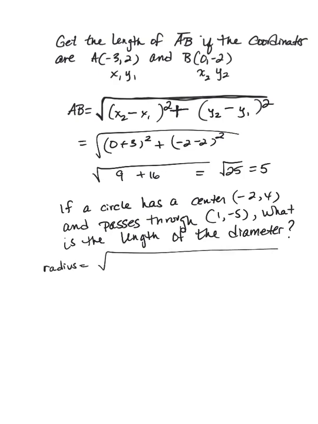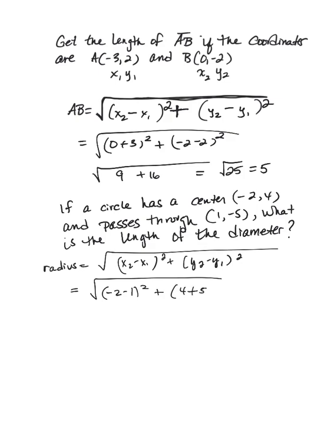Okay, so the radius is equal to, copy the formula. Now we're going to sub this in. The order, as I said before, doesn't matter. So I have -2 minus 1 squared plus 4 minus -5 squared. So then you just get (-3) squared, which is 9. And then you get 9 squared, which is 81. So you get the square root of 90. Now, to remind you, you can simplify this by writing square root of 9 times square root of 10, which is 3 rad 10.